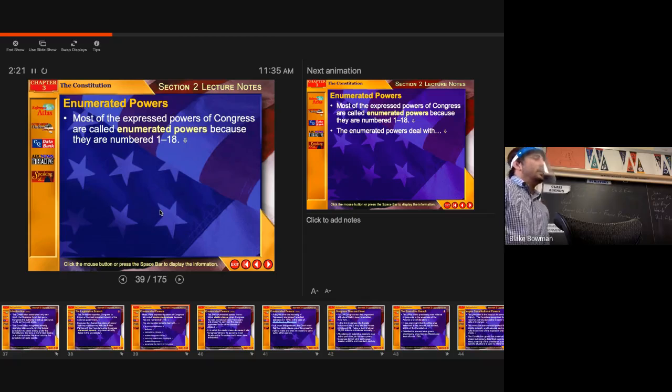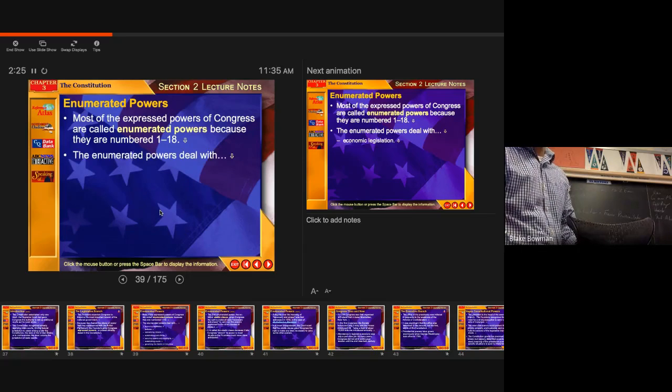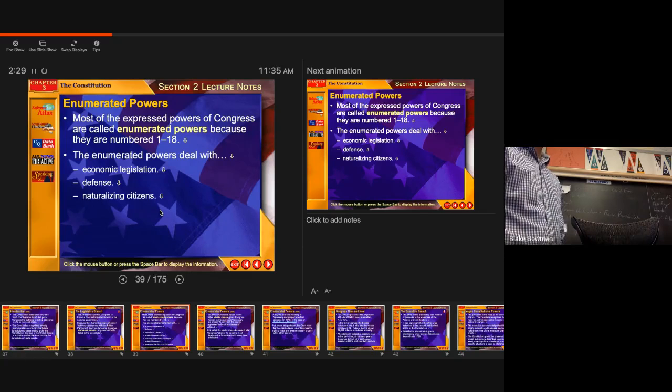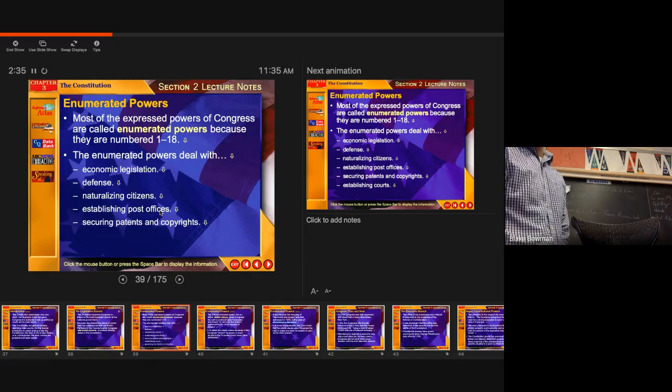All right, because they are express powers, and they are really just stated in the Constitution as the economic legislation, defense, naturalizing citizens, establishing post offices, securing patents and copyright. Okay, enumerated powers are plain and simple like delegated powers, like express powers. They're powers given to the national government. Okay, and they're specifically stated in the Constitution.